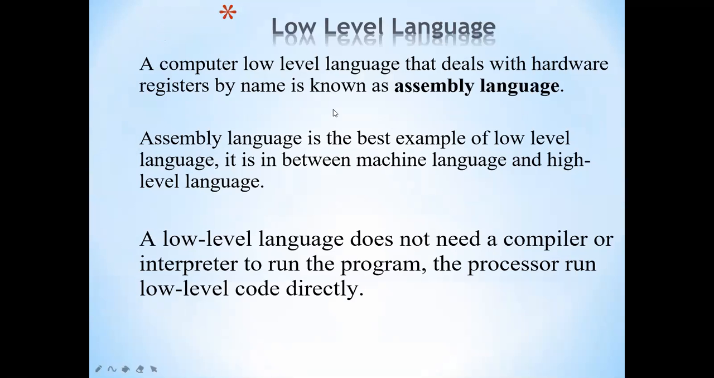Now come to the low level language or assembly language. A computer low level language that deals with the hardware registers by name is known as assembly language. It's the best example of low level language, and it is between machine language and high level language. A low level language does not need a compiler or interpreter to run the program. The processor runs low level code directly because it comprises the codes, machine codes. So it is easy to convert by the computer.